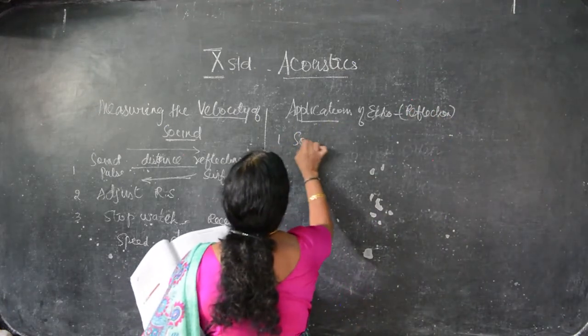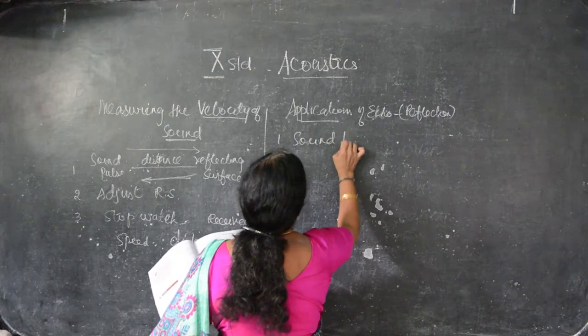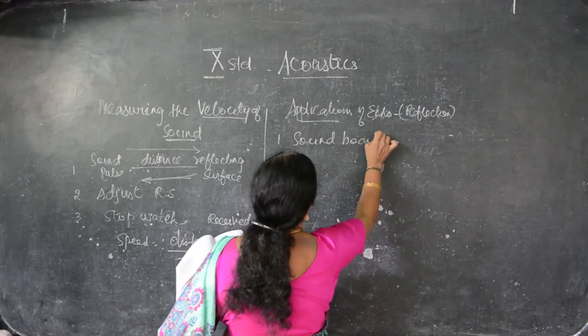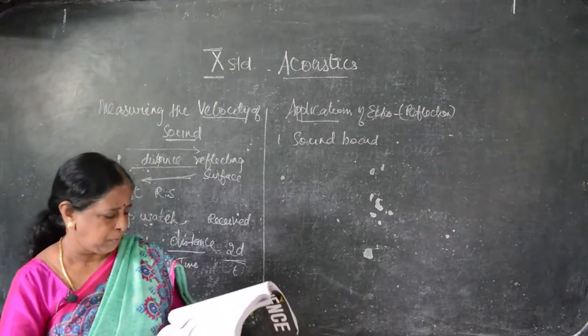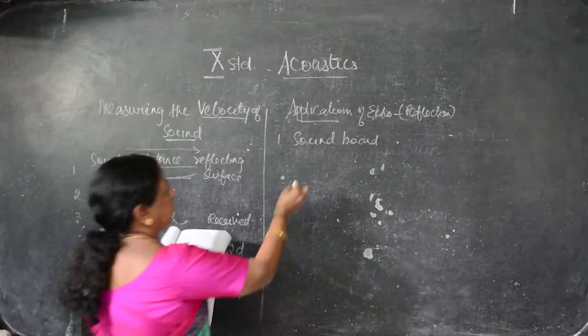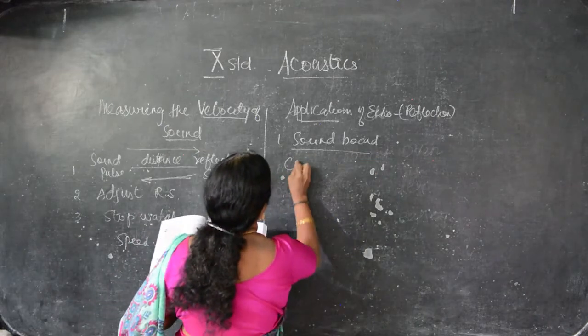First one, we are making the sound board. How to make the sound board? Mainly to make the sound board, we have to use curved surfaces.